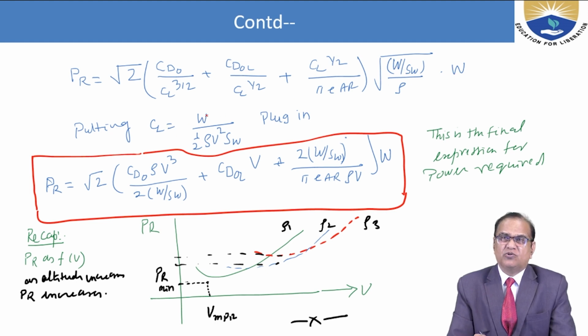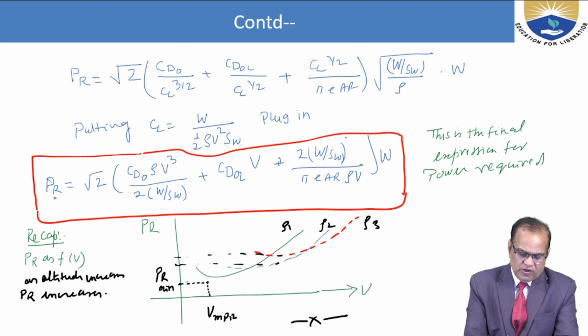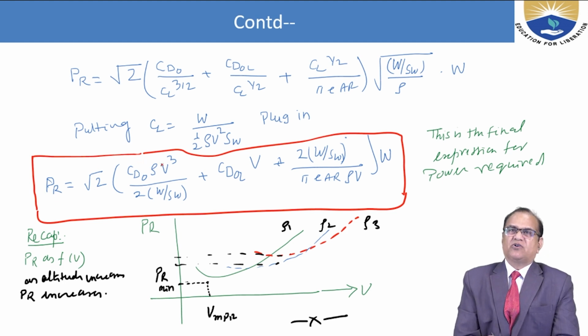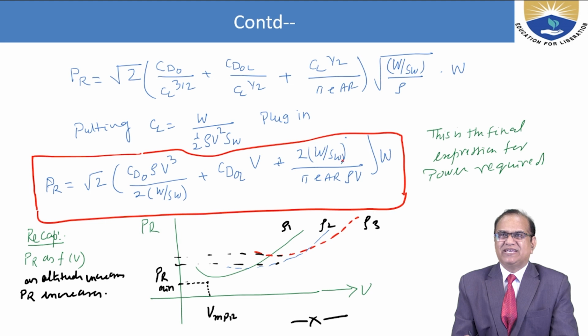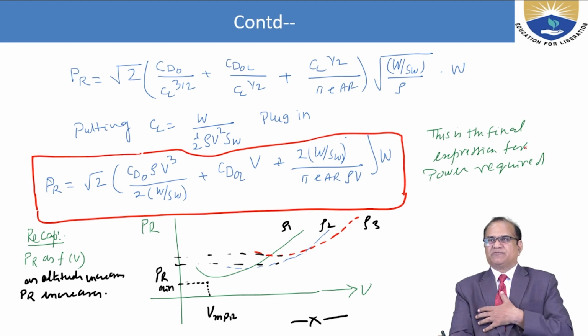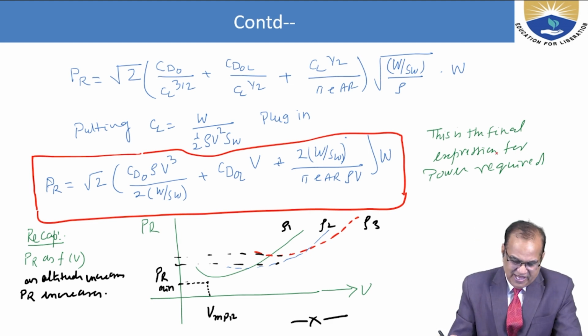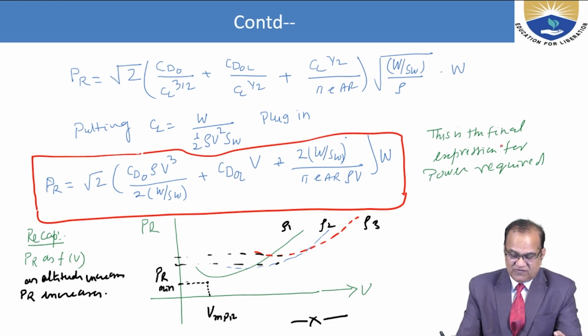Putting CL is equal to W by half rho V square SW, we are putting here everywhere. So we will get PR is equal to CD naught rho V cube by 2 W by SW, plus CD naught L into V plus 2 W by SW divided by pi E aspect ratio rho V, into W. This is the final expression for the power required, and this power required will vary with the altitude.